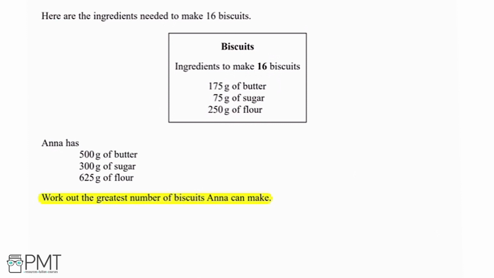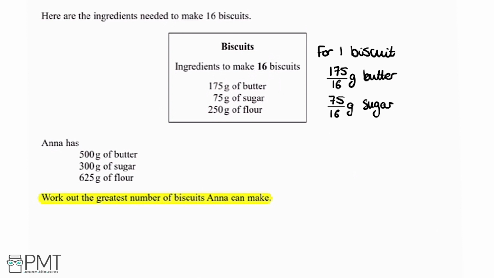Now, to make things a bit easier, I'm going to see how many ingredients we need to make 1 biscuit. So for 1 biscuit, we need to take these numbers and divide them by 16. So we'll have 175 divided by 16 grams of butter, 75 divided by 16 grams of sugar, and 250 divided by 16 grams of flour. So we can use that to work out how many biscuits Anna can make with these ingredients.